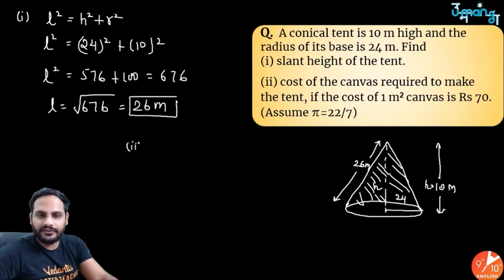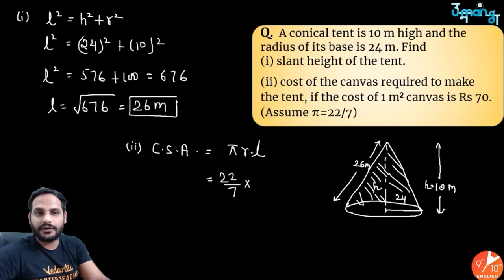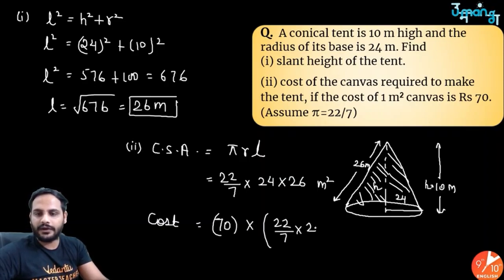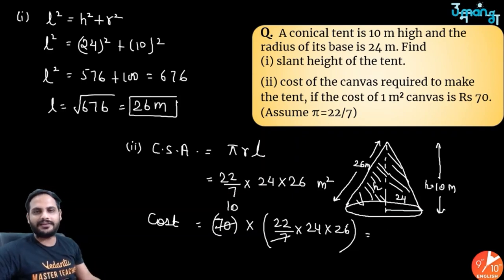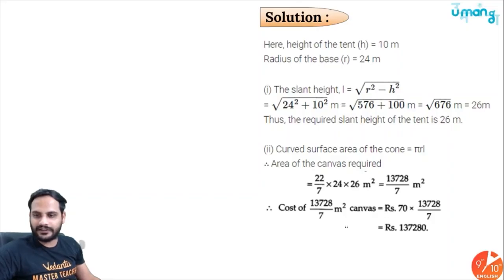So let's find out CSA of this cone, which is pi r l. So 22 by 7 into radius 24 into slant height 26. No cancellation. If you solve it, you will get some answer in meter square. The cost of 1 meter square is rupees 70, so the cost of this much area will be 70 into this area. Now you can see the 7 on the 7 tens will get cancelled. So now you can multiply this and find your answer. The answer is around 137280.